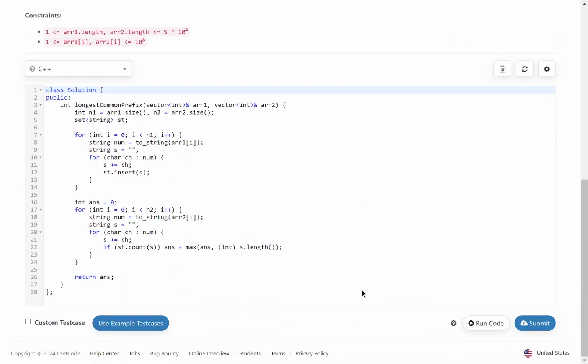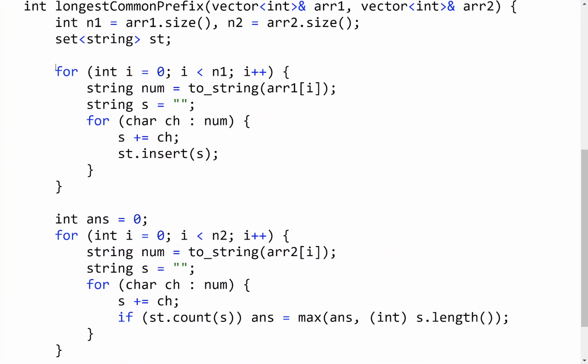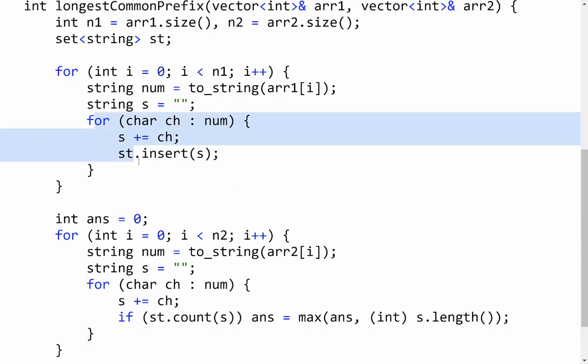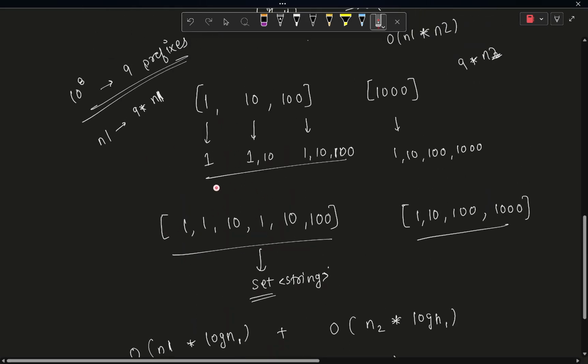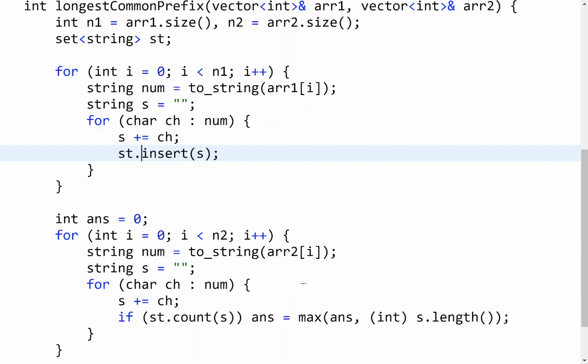So that's what I did. Let me show you my code. In this first loop, instead of really creating these two arrays, I just found all the prefixes. For creating this array, we would first have to find out all the prefixes. So once you find all the prefixes, instead of storing them inside a new array, I directly stored them inside the set. And when finding prefixes for the second array, instead of storing them in an array, I was directly checking if each one is coming up in the set or not.